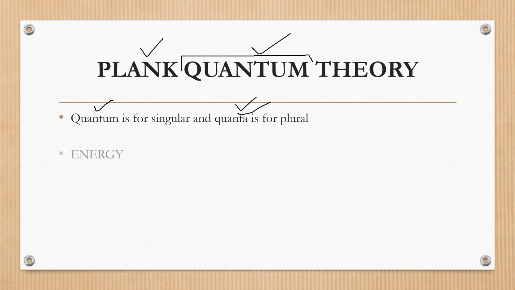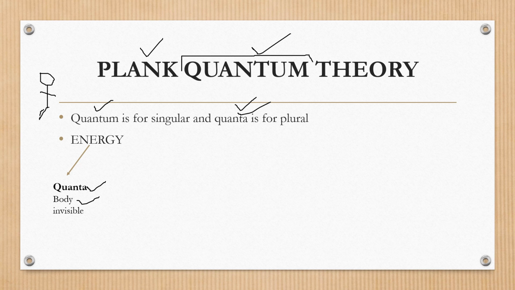Okay. Now there are two types of energy. As I taught you, the first one is quanta. When a body releases energy that is invisible, it is known as quanta. Invisible means it can be ultraviolet or infrared. But when a body releases energy in a visible form, we're going to state that as photon.